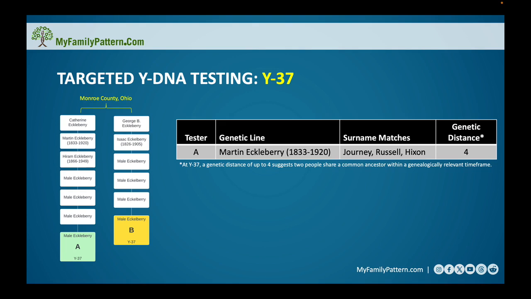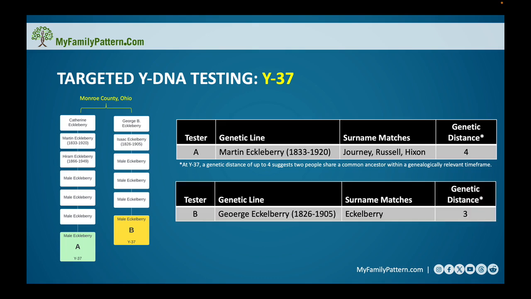Catherine is probably a sister or a cousin to George Eccleberry, who is the oldest ancestor for the additional individual I recruited. The testing results came back for the additional targeted tester, and the surname match that he had at a genetic distance of 3 was an Eccleberry. And so it looks like Martin Eccleberry, his father, was probably not an Eccleberry.